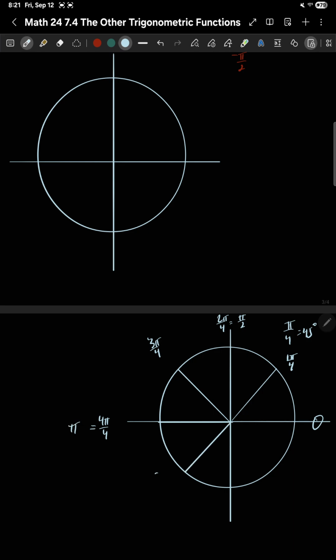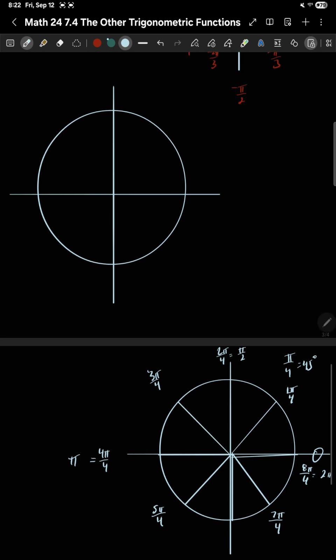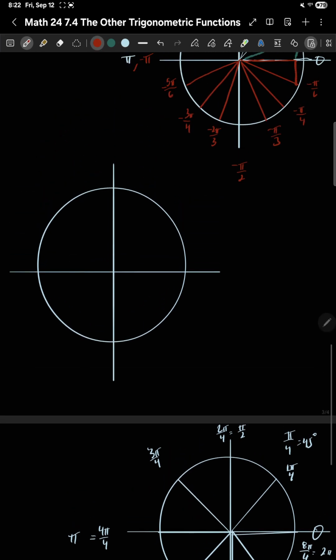5 pi over 4. 6 pi over 4, or simplifying the fraction, 3 pi over 2. 7 pi over 4. And then 8 pi over 4, or simply 2 pi. So that's how you can figure out the radians for the 45-degree angles, just by counting. And then for the 30-degree ones, we do the same thing.